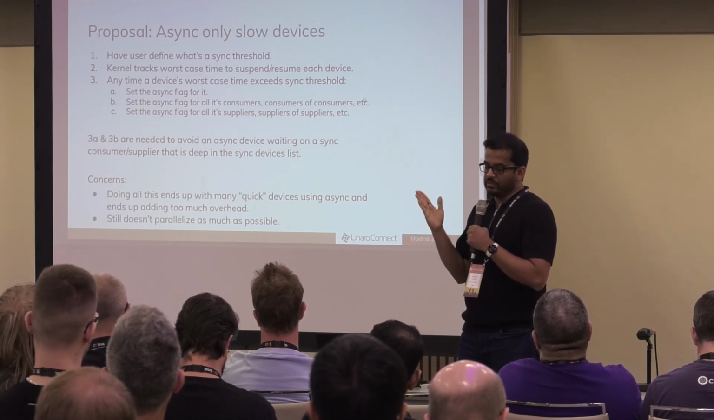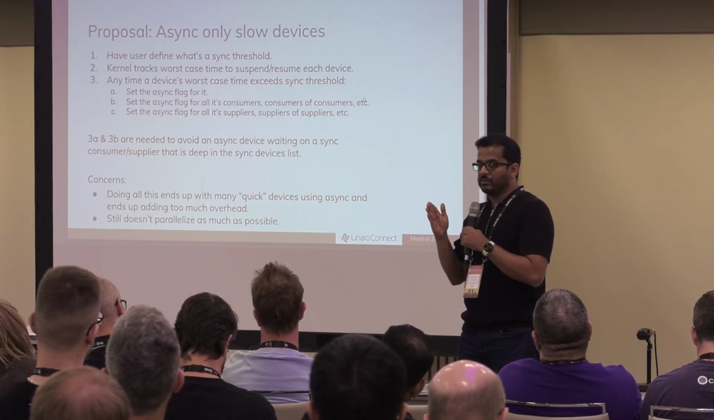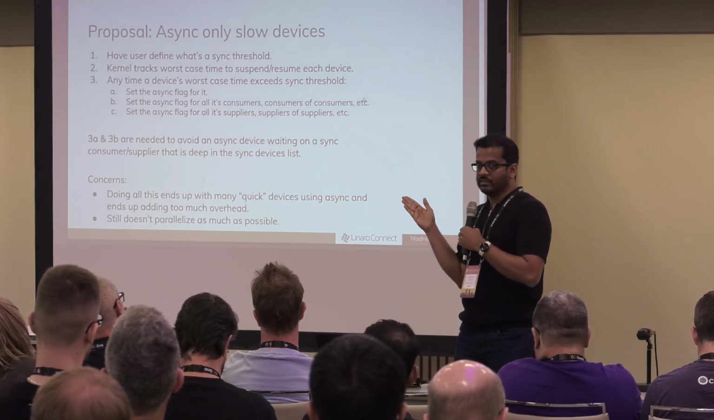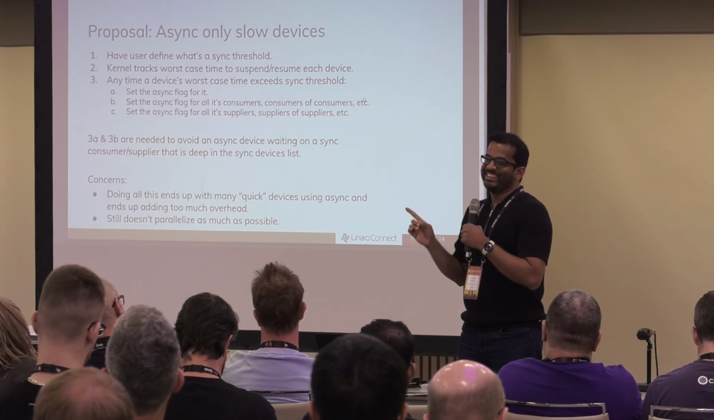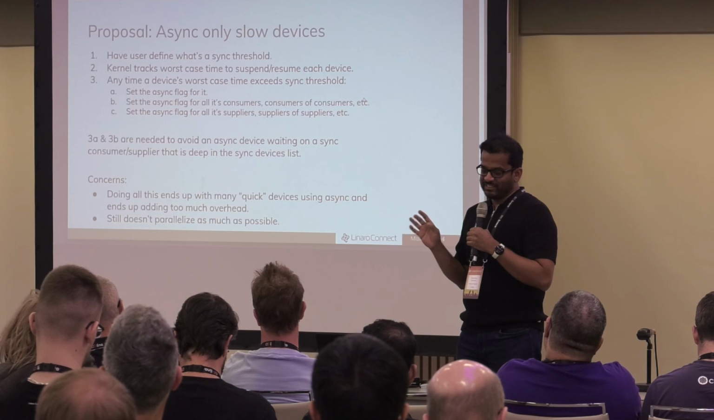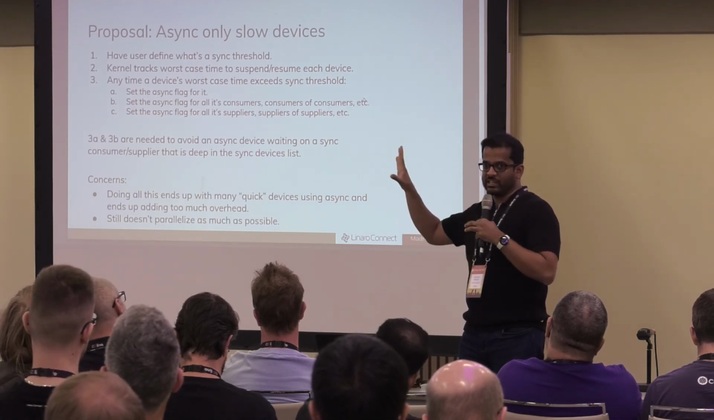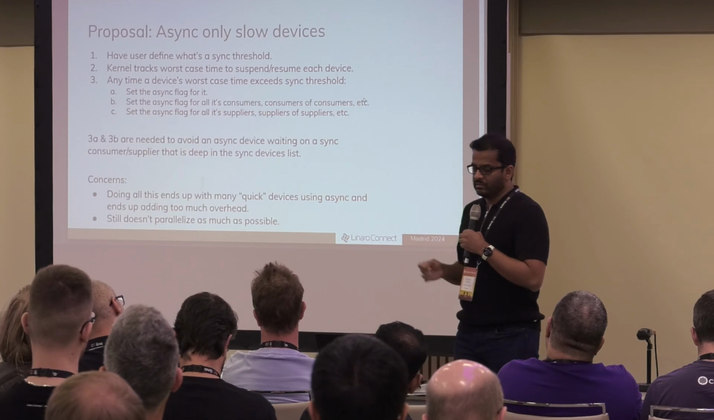So you need to set the flag also for the consumers of those consumers, and you have to set the flag for suppliers and suppliers of the suppliers. But you don't need to set it for consumers of suppliers or suppliers of consumers. I know it's a huge word salad, but the idea is, if you take the device in the middle, each direction is kind of like an explosion of dependencies.